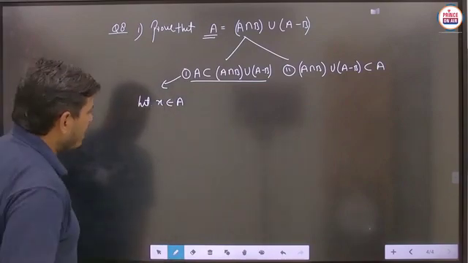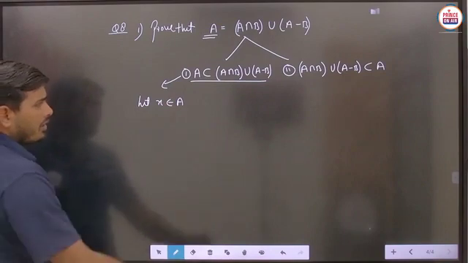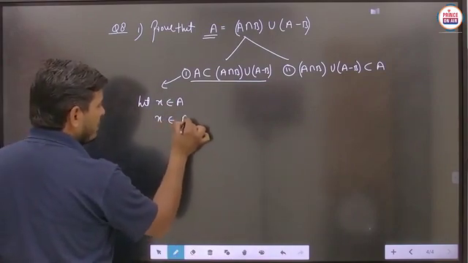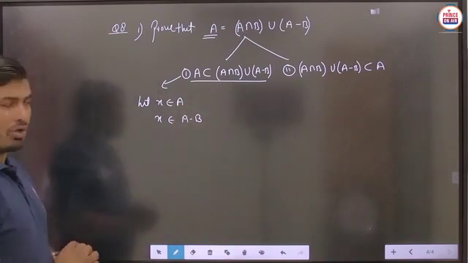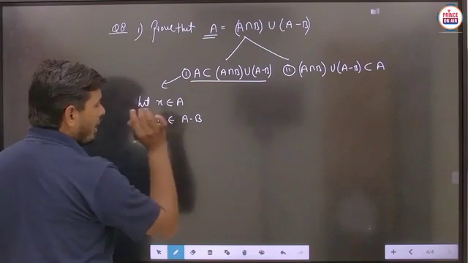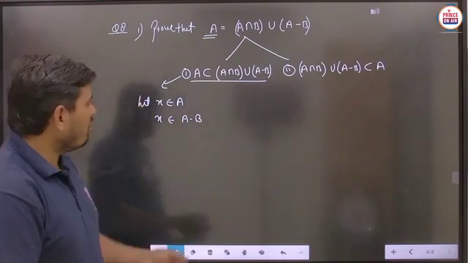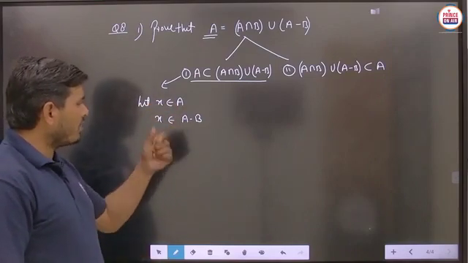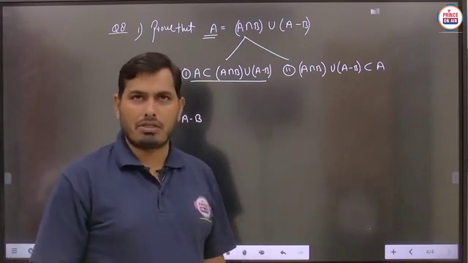So basically if x belongs to the set A, then definitely x also belongs to the set A minus B, because only the elements of A are to be written, and no element of B is to be taken. So if any element x belongs to A, then definitely you can say that x also belongs to A minus B. Is it clear?